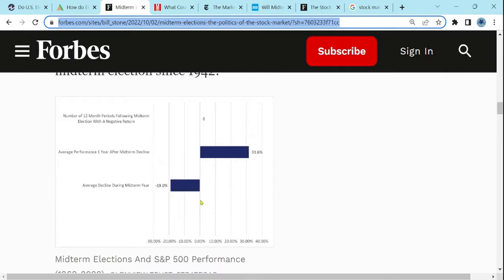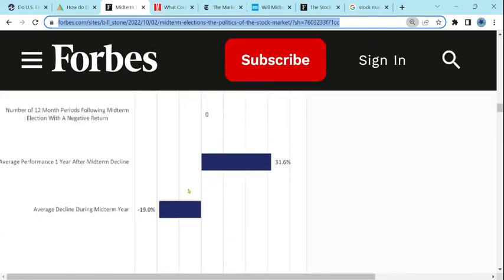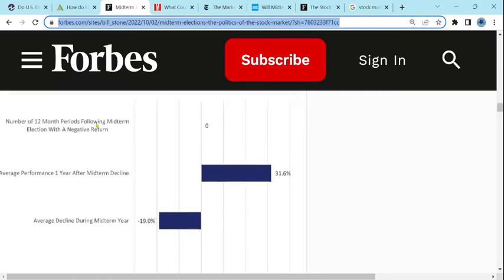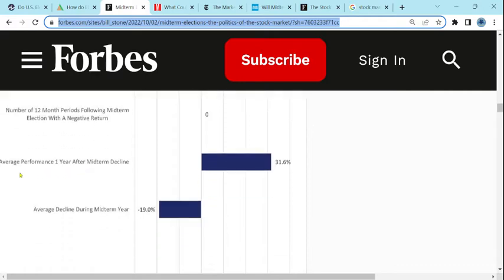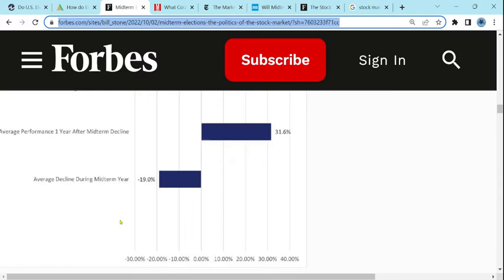1942. They have a graphic, and let me zoom into this graphic a little bit. We can see the number of 12-month periods following midterm elections with a negative return is 0. Average performance 1 year after a midterm is 31.6% positive. Average decline during a midterm year is minus 19%. So again, that's a typical historical average year.